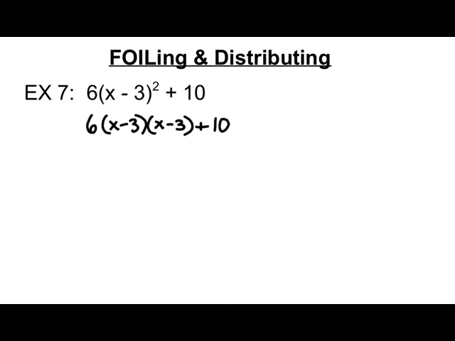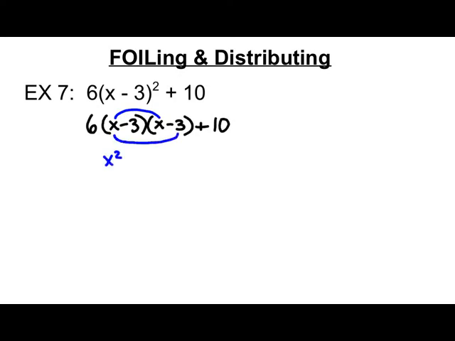Okay, so now I've got a big math problem. Well, order of operations says I always do parentheses first. So I'm going to FOIL, but you can distribute that 6 at the beginning first if you want into the first set of parentheses. So when I FOIL, I get x times x, which is x squared.